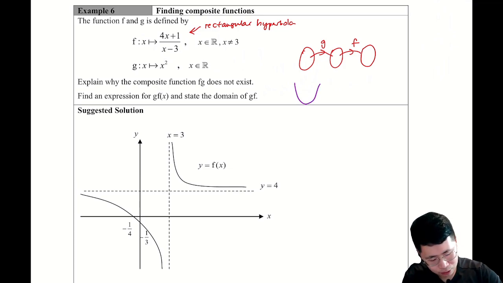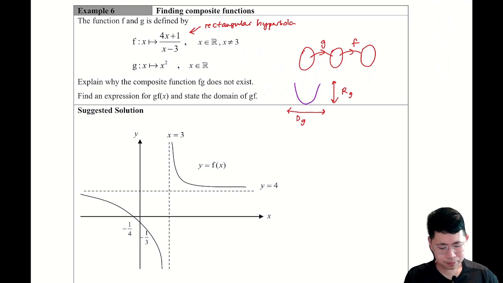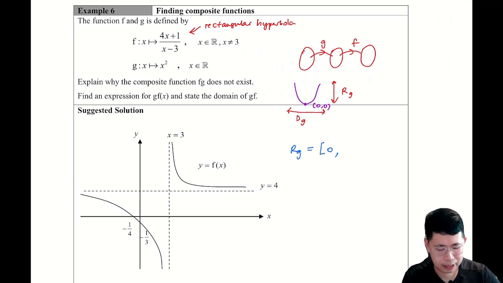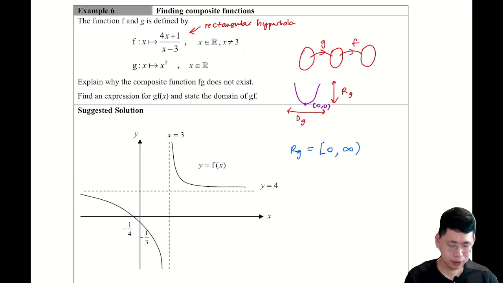Let's take a look at the domain of g. The domain of g is everything, all the real numbers of x. So what is the range of g? What is the minimum value of this parabola? The minimum value is actually 0, correct? The minimum point is at (0, 0). So the range of g would be minimum 0, so it can equal 0. We put a closed bracket at 0 and infinity with an open bracket.